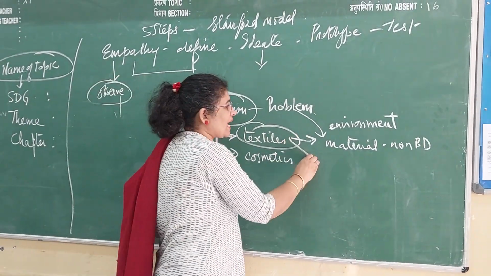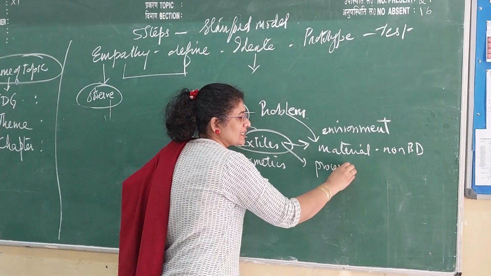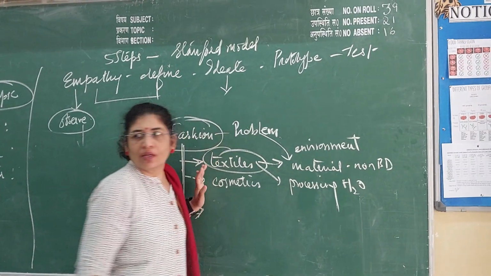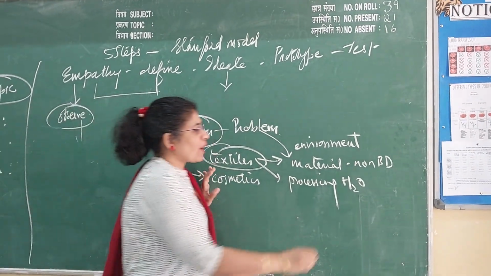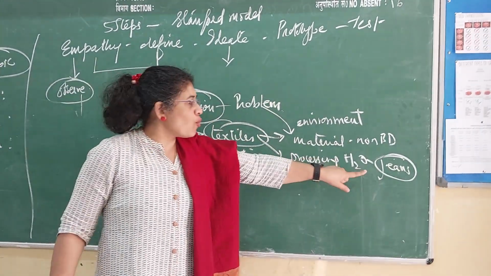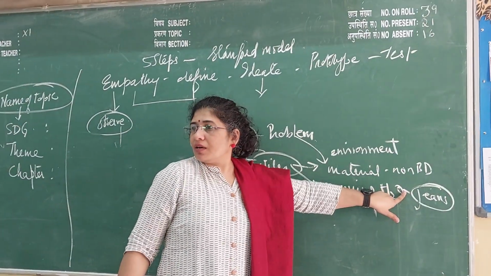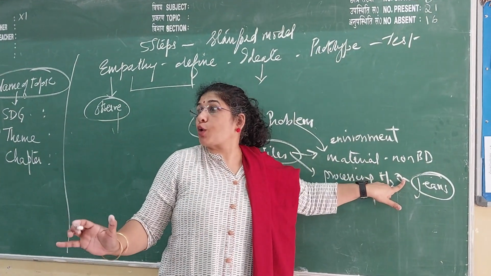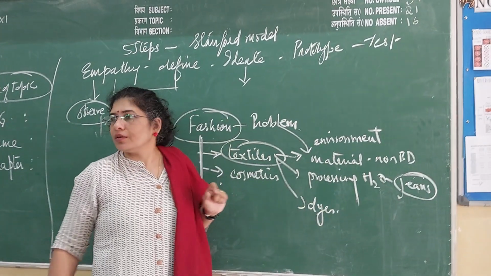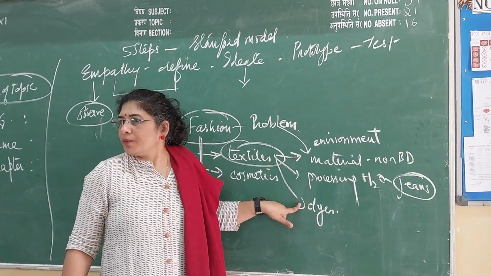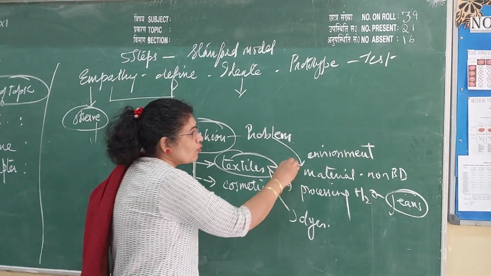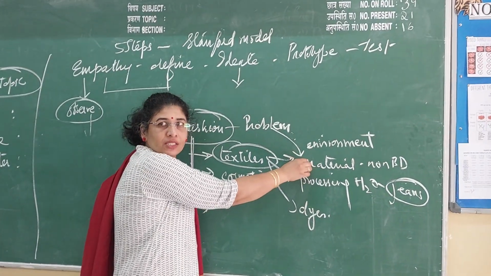Okay. What else is there? The processing of these textiles. How much water is used in processing this? How many jeans we all wear, right? It takes maximum water for its processing. The dyes and all that are used. Okay, so you then list it down. What are the environmental damages that happen?